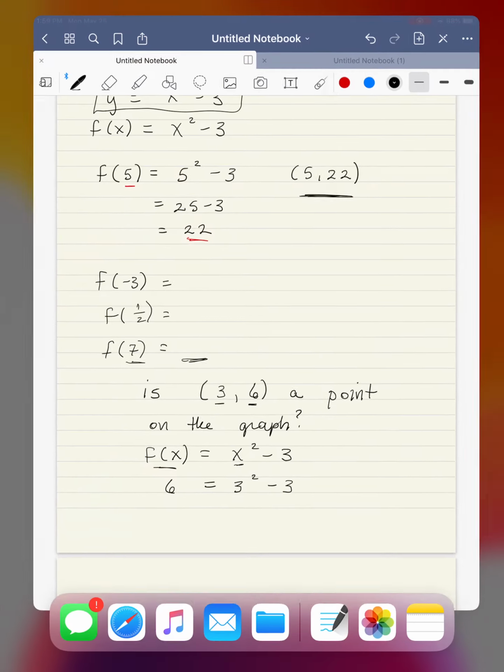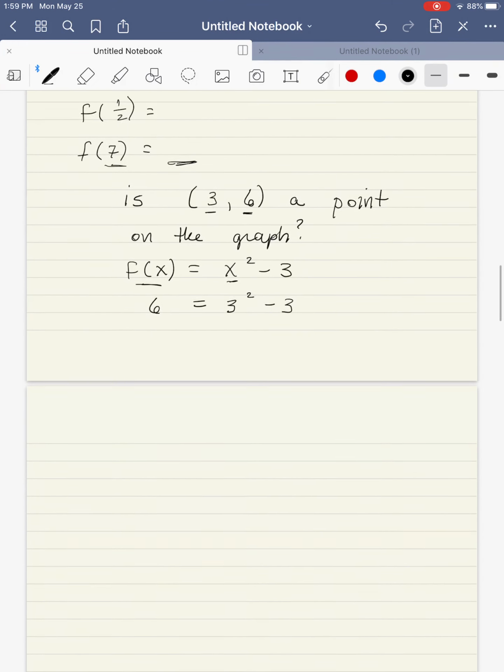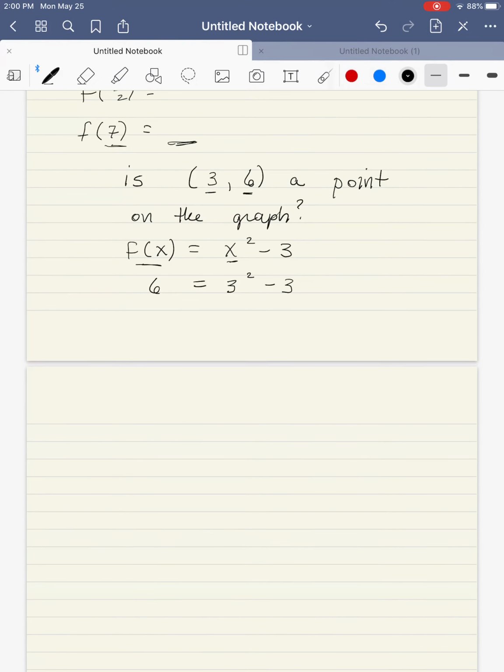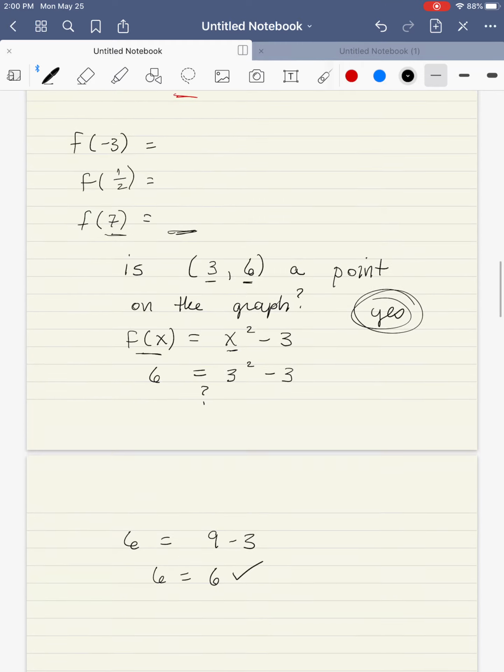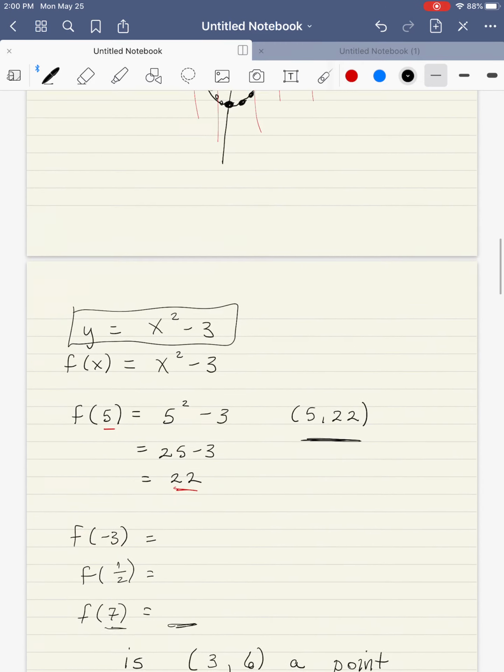So I see that I have 6. We're seeing if 6 is equal to 9 minus 3. 6 does equal 6. So yes, (3, 6) is a point on the graph of f of x equals x squared minus 3.